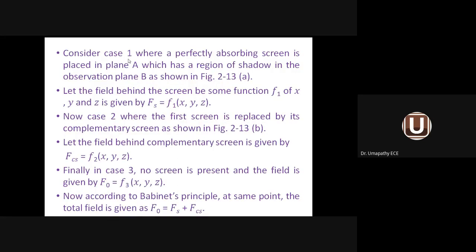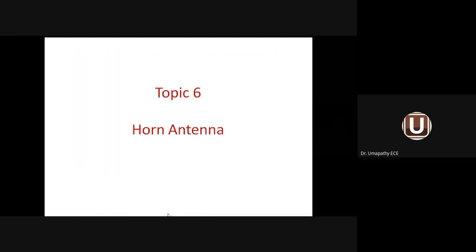Consider case 1, where a perfectly absorbing screen is placed in plane A, which has a region of shadow. Let the function be Fs equal to F1(x,y,z). Case 2, complementary screen, F2(x,y,z). Case 3, no screen is present and the field is given by F3(x,y,z). So what is F0? When Fs plus Fcs are combined, we are getting F0. This principle is called Babinet principle.